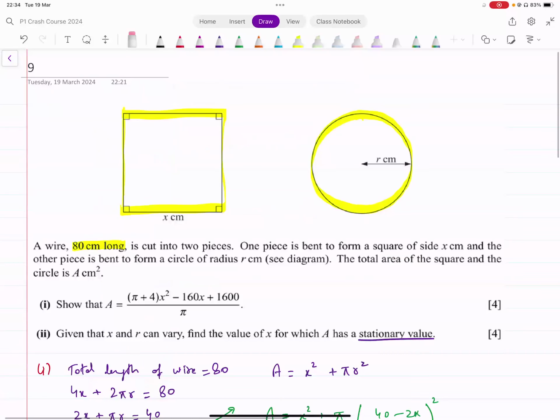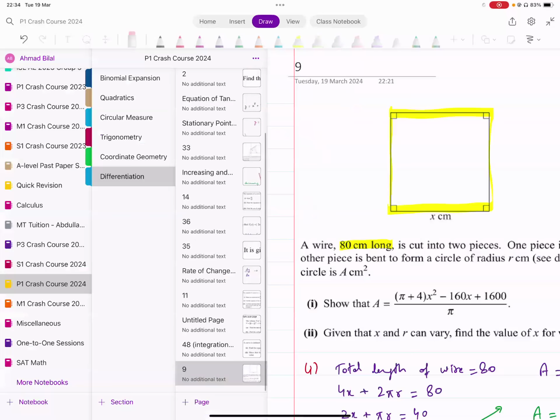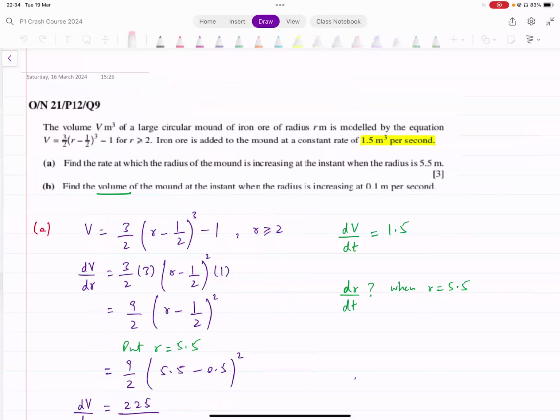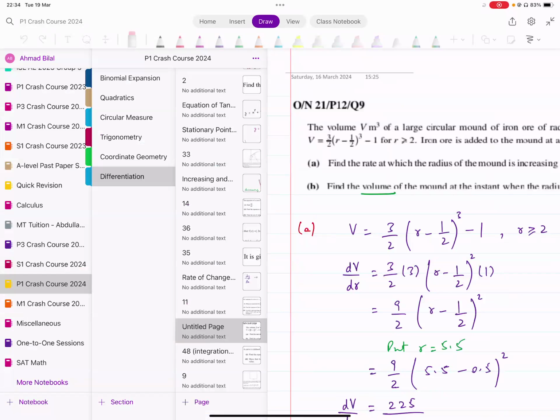Okay, so that's the second part of question number 9. Any other questions from the worksheet? Any other questions?